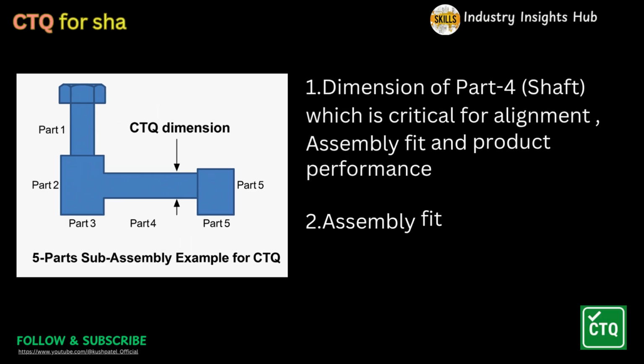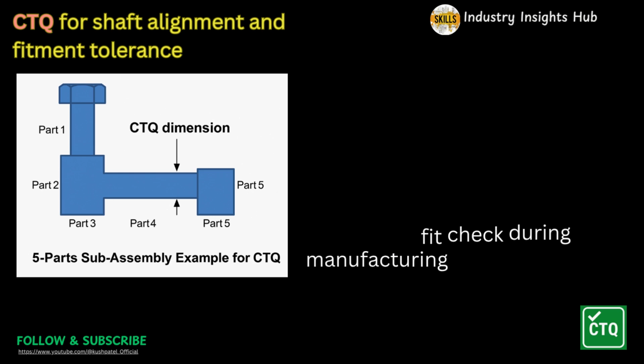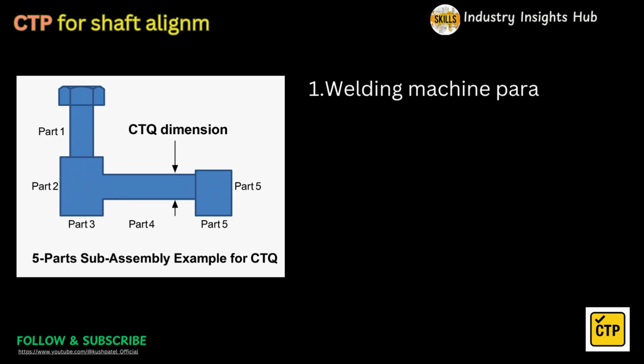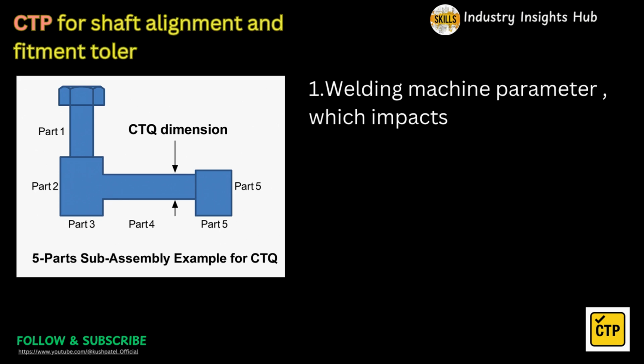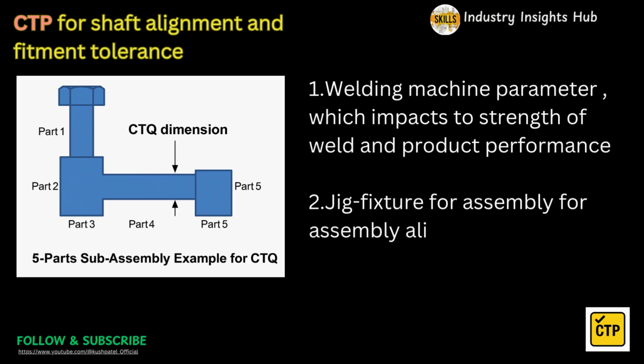Let's define the parameters of CTQ for shaft alignment and fitment tolerance. Considering the example, the first CTQ will be the dimension of part 4, the shaft, which is critical for alignment, assembly, fit and product performance. The second CTQ will be the assembly fit check during manufacturing. Let's define the parameters of CTP for shaft alignment and fitment tolerance. Considering the example, the first CTP will be the welding machine parameter, which impacts the strength of the weld and product performance. The second CTP will be the jig fixture for assembly alignment accuracy.